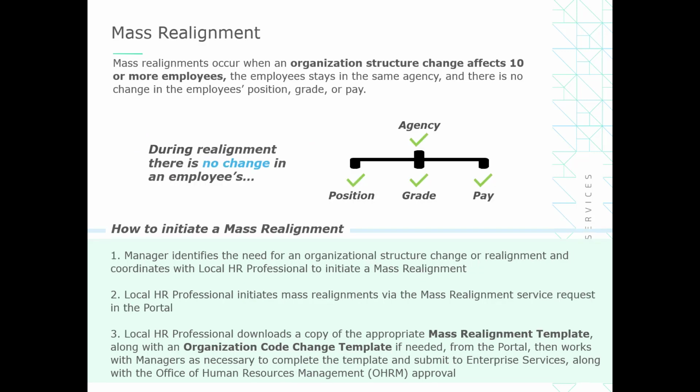A mass realignment occurs when an organization structure change affects 10 or more employees. The employees stay in the same agency, and there is no change in the employee's position, grade, or pay.